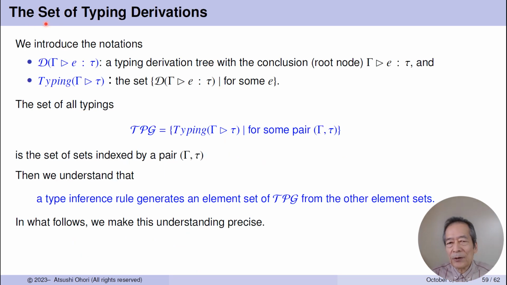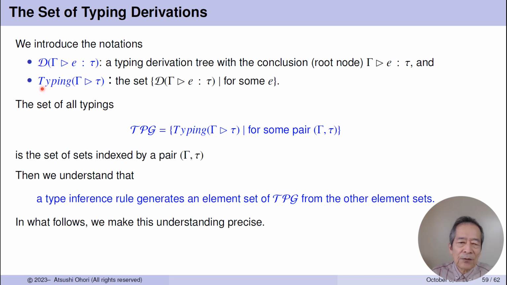The goal of this lecture is to understand a type system in a mathematically rigorous way. Toward this goal, we define a set of typing derivations. For this purpose, we introduce some notations. The first one is script D of this typing. This denotes a typing derivation tree with this typing as its conclusion sequent. So this is a meta notation to denote the typing derivation tree.